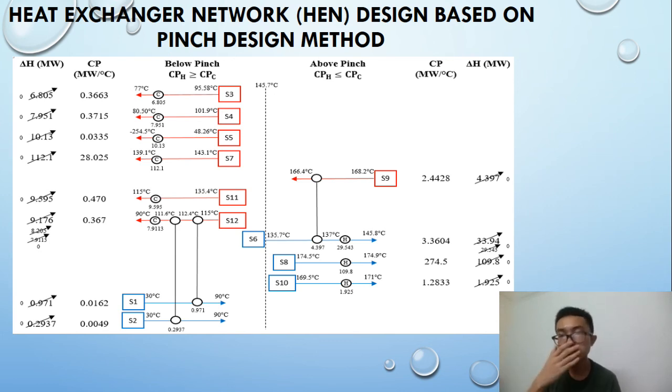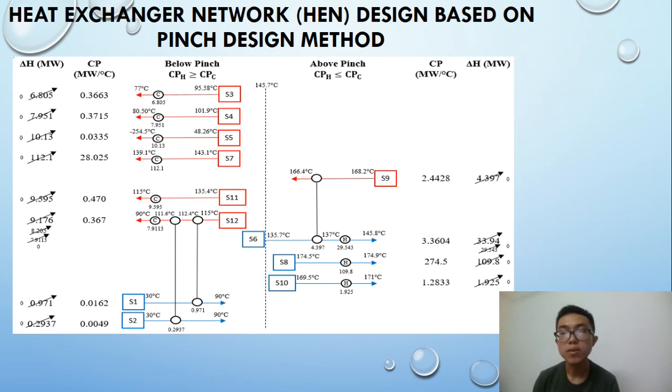After determining the pinch temperature from both hot and cold streams, the pinch design method is used to design the heat exchanger network for maximum heat recovery. There are 2 rules applied in the pinch design method. For above pinch, heat recovery is only allowed when the heat capacity of the cold stream is larger than or equal to the hot stream, as well as when the number of cold streams is greater than the hot streams.